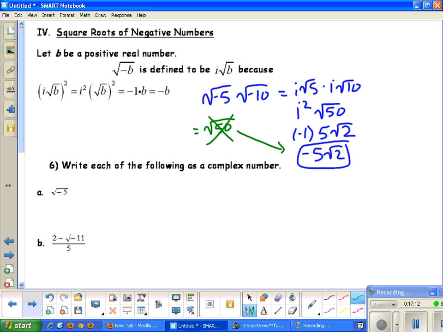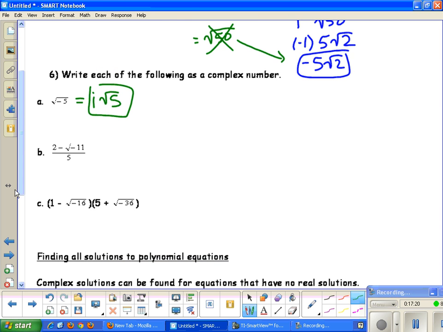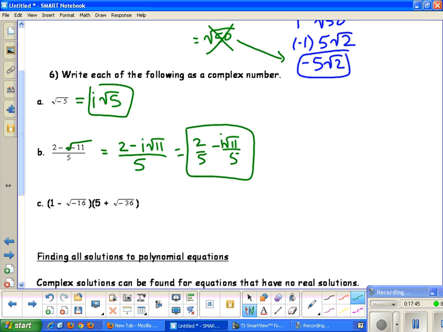So for A, we have negative root 5, so then this would become i root 5. If you look at B, that's supposed to be a radical right there, but if we simplify this, we need to get rid of that negative underneath the radical, so this would be equal to 2 minus i root 11 over 5. If we really put this in standard form, it would be 2 fifths minus root 11 over 5 i, and if you want to just leave the i in front, that's fine. Most times people will put it behind for standard form, but in front is okay. And then for C, why don't you see if you can multiply that out on your own.